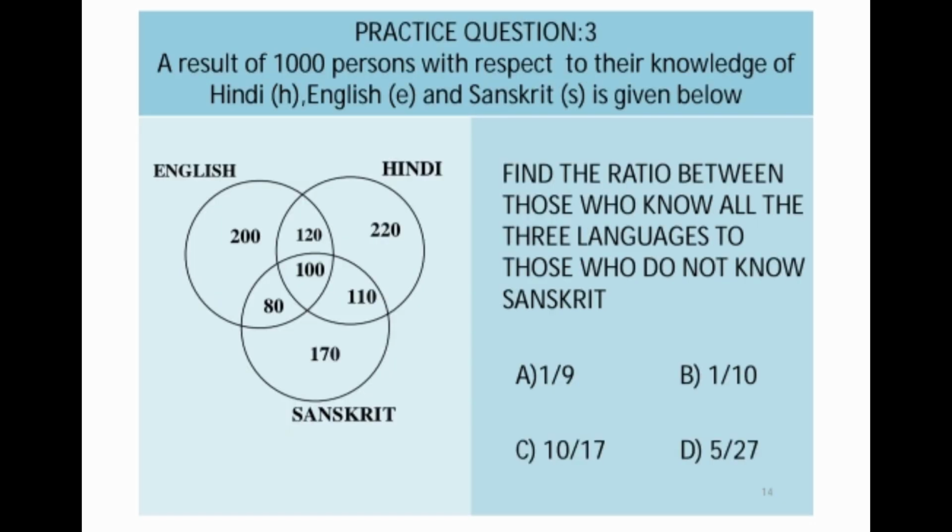So coming to the practice question 3, a result of 1000 persons with respect to their knowledge of Hindi, English and Sanskrit is given below. This is a statement, not a question. The question is, find the ratio between those who know all the 3 languages, the 3 languages are English, Hindi and Sanskrit, to those who do not know Sanskrit. I'll give you 20 seconds for solving this question.